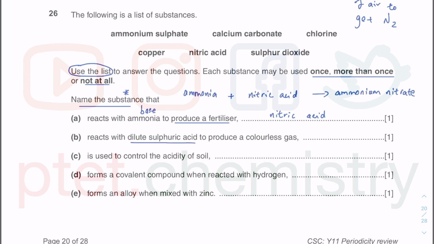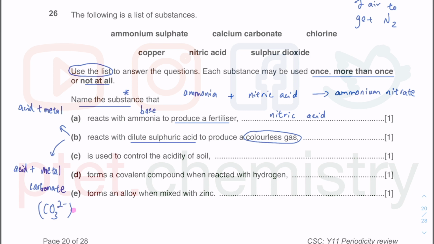Next one: reacts with dilute sulfuric acid to produce a colourless gas. So acid plus something will give you a gas. We're thinking about acid plus metal, which will give you hydrogen gas and a salt. You can also think about acid plus metal carbonate, which will give you carbon dioxide gas, because carbon dioxide comes from the carbonate ion, which is your year 9 topic on the formulae of ions, CO3 2-. Oops, I keep getting that one wrong. CO3 2- is carbonate. The gas that you will get is carbon dioxide, which is CO2.